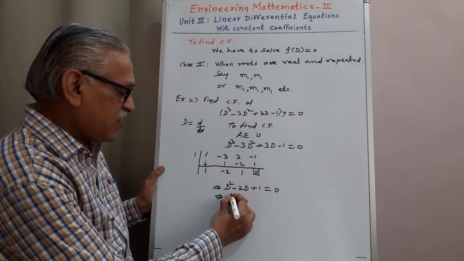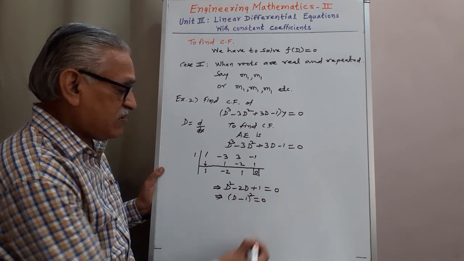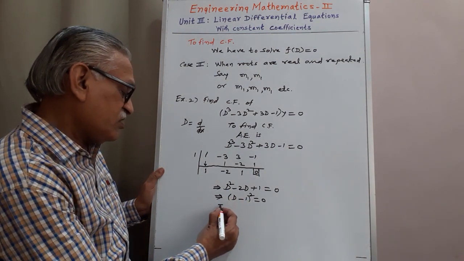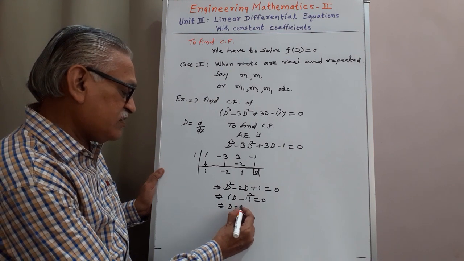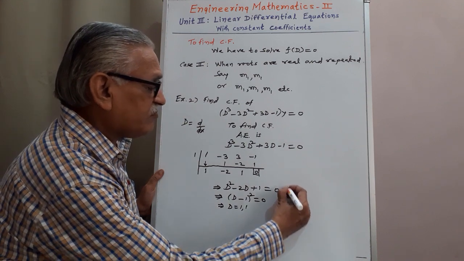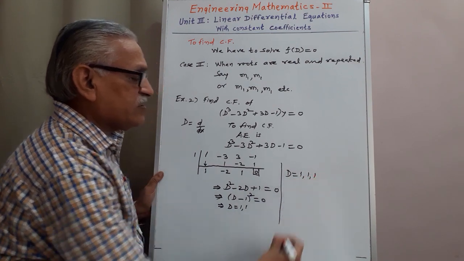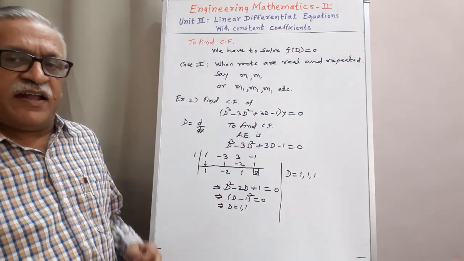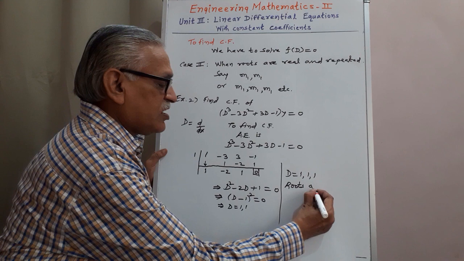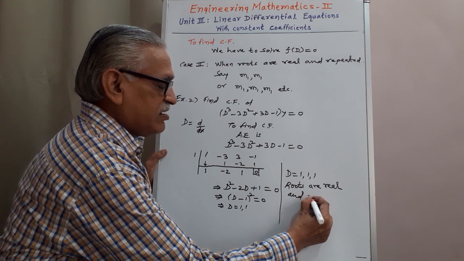This is again a perfect square of (D minus 1) whole square equals to 0. Equating each to 0, it gives you D is equal to 1 and 1, and therefore the roots are D is equal to 1, 1, 1. All the three roots are real and repeated.